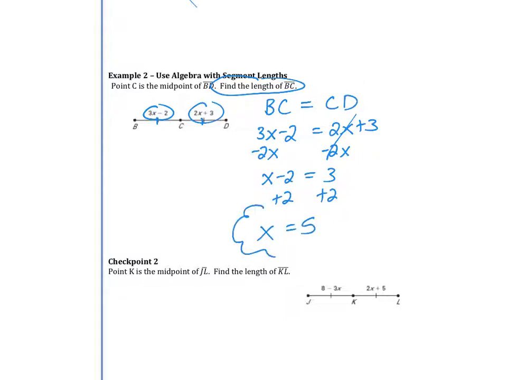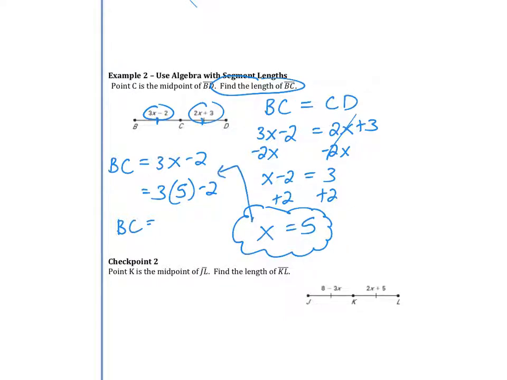So that's the number we're going to use. So we want to find BC. BC is 3x minus 2. So BC is really 3 times 5 minus 2. So what is 3 times 5 minus 2? 15 minus 2 is 13. So how long is segment BC? It is 13.